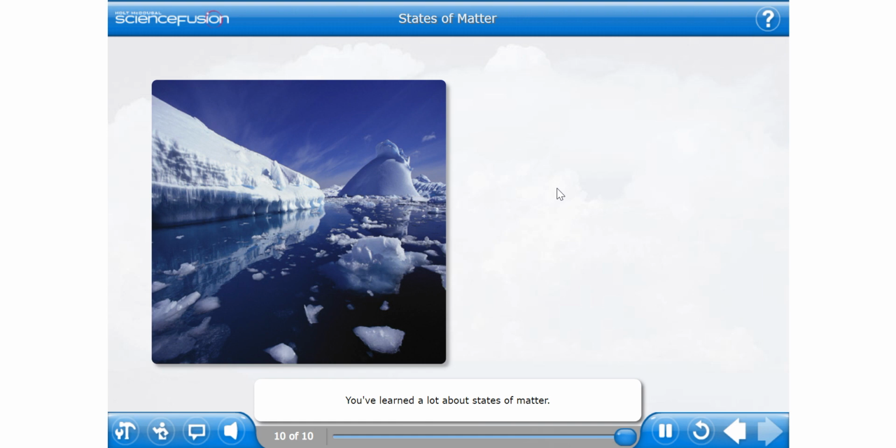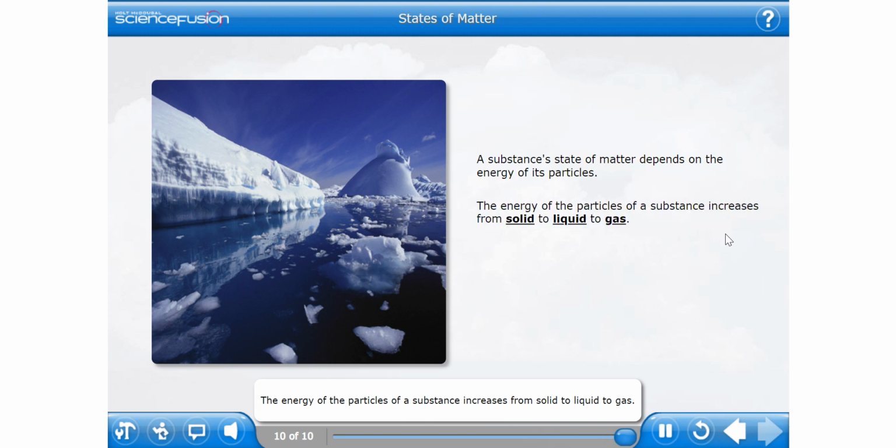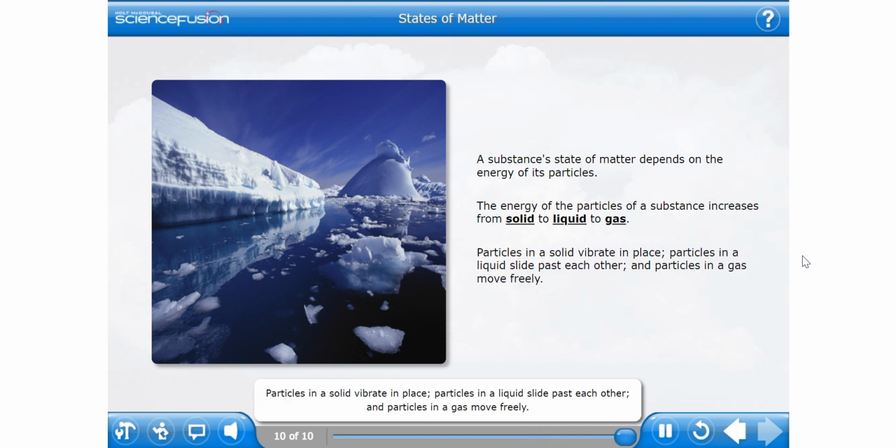You've learned a lot about states of matter. Before we finish, let's take a quick look at the main points you covered. A substance's state of matter depends on the energy of its particles. The energy of the particles of a substance increases from solid to liquid to gas. Particles in a solid vibrate in place. Particles in a liquid slide past each other. And particles in a gas move freely.